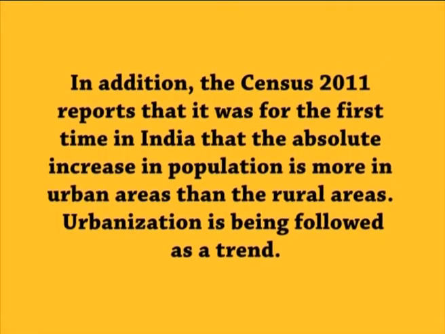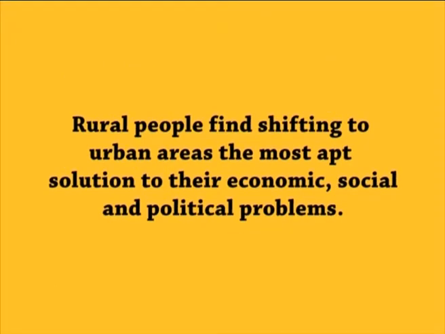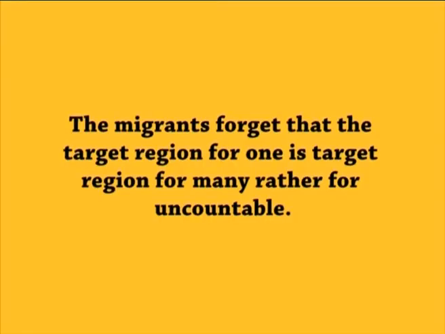In addition, the Census 11 reports that it was for the first time in India that the absolute increase in population is more in urban areas than the rural areas. Urbanization is being followed as a trend. Rural people find shifting to urban areas the most apt solution to their economic, social and political problems, which is in fact in most cases just a transformation of problems from older to newer ones. The migrants forget that the target region for one is the target region for many, rather for uncountable.